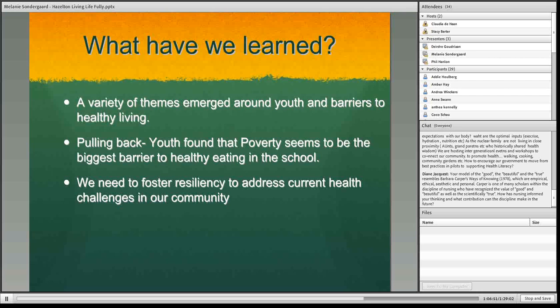So really quick, I'm aware of time. Some of the things we've learned is, of course, there's a variety of themes that have emerged around youth and barriers to healthy living.